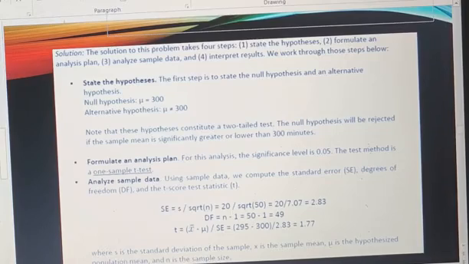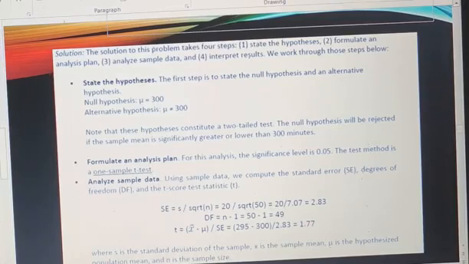Alternative hypothesis: mu is not equal to 300. Note that these hypotheses constitute a two-tailed test. The null hypothesis will be rejected if the sample mean is significantly greater or lower than 300 minutes. Formulate an analysis plan. For this analysis, the significance level is 0.05. The test method is a one-sample t-test.